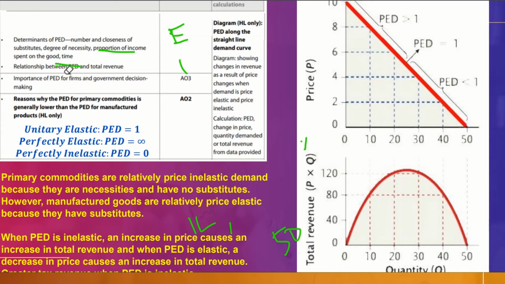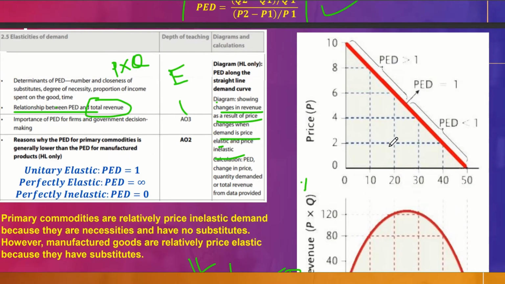And the next part is the relationship between price elasticity of demand and total revenue. Total revenue technically means income from the sales, how much income you are getting from the sales. So it is P, price, into Q, quantity. This is the formula. And about PED we already know: elastic, inelastic, and unitary elastic means PED equals 1. So remember the diagram showing changes in revenue as a result of price changes when the demand is price elastic and price inelastic.